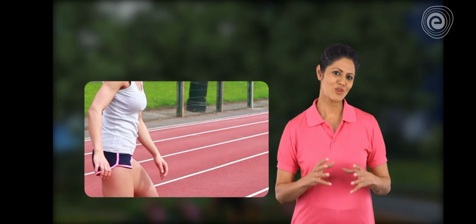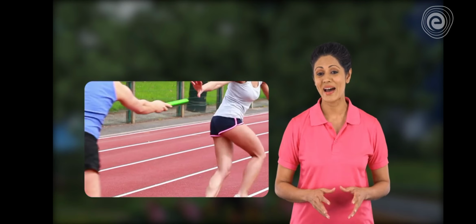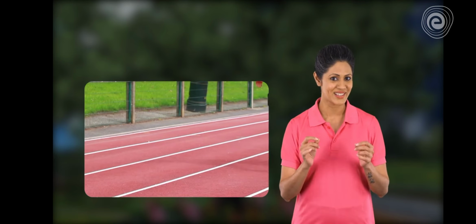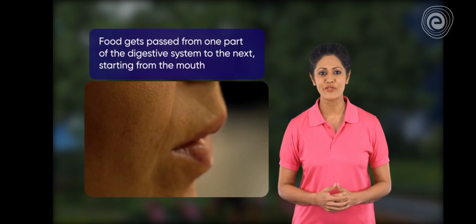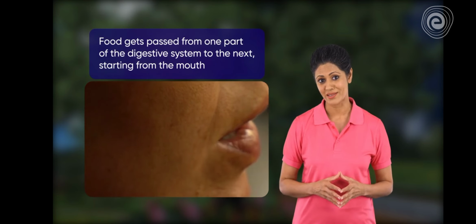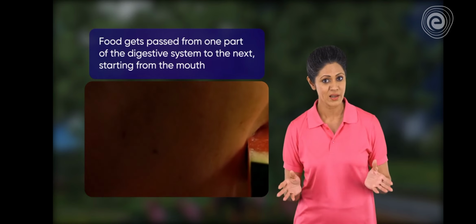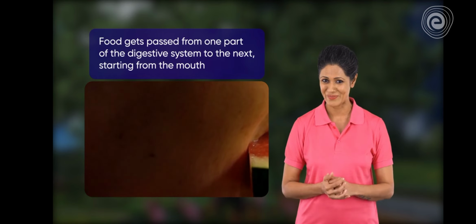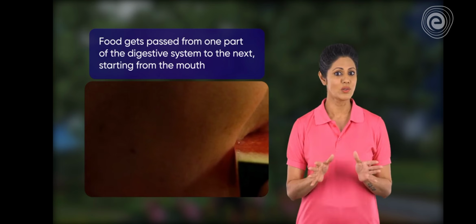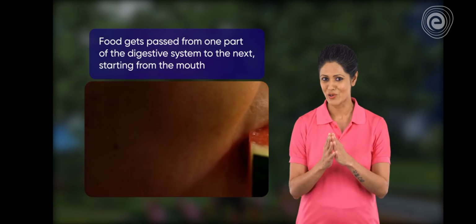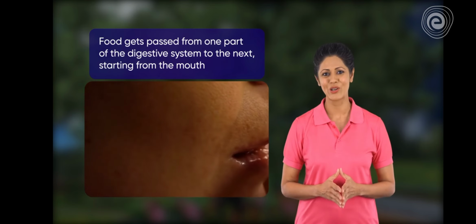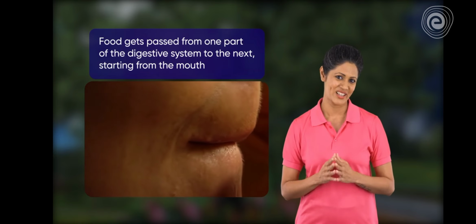Have you ever seen those races where the baton is passed from one racer to the next? The baton has to be passed in a certain order. When you eat food, it's almost similar to this. The food gets passed from one part of the body to the next, starting from the mouth. Thankfully, the tongue knows when to get out of the way when you chew your food. Let's look closely at this amazing journey.